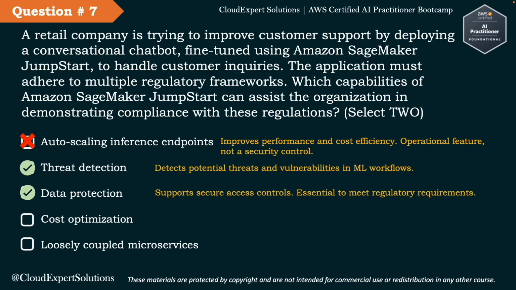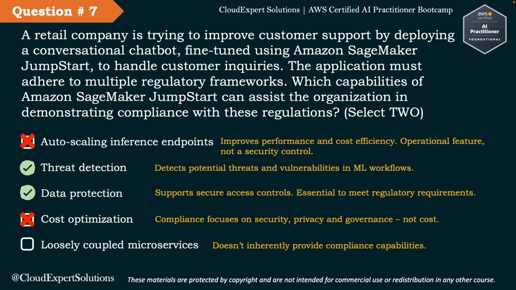The fourth option, cost optimization. Cost optimization will help manage expenses but has no direct link to regulatory compliance. That is why cost optimization is not the correct option. And the last option, loosely coupled microservices. Loosely coupled microservices can improve flexibility and scalability, but it does not inherently provide compliance capability, and that is why loosely coupled microservice is also not the correct option. And that makes option number 2 and 3 the correct options for question number 7.